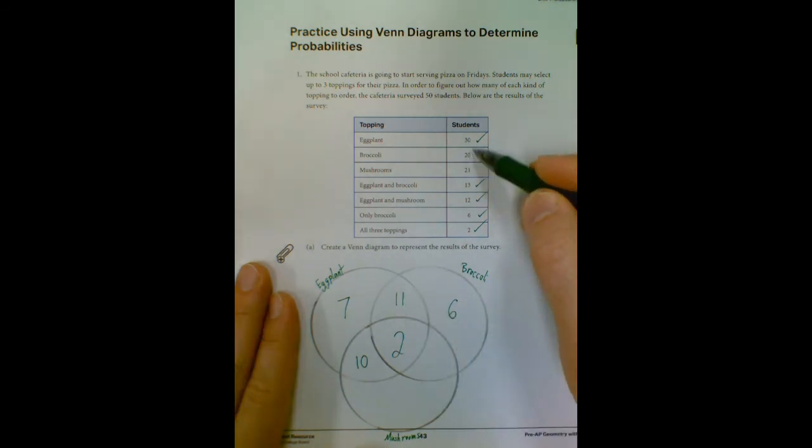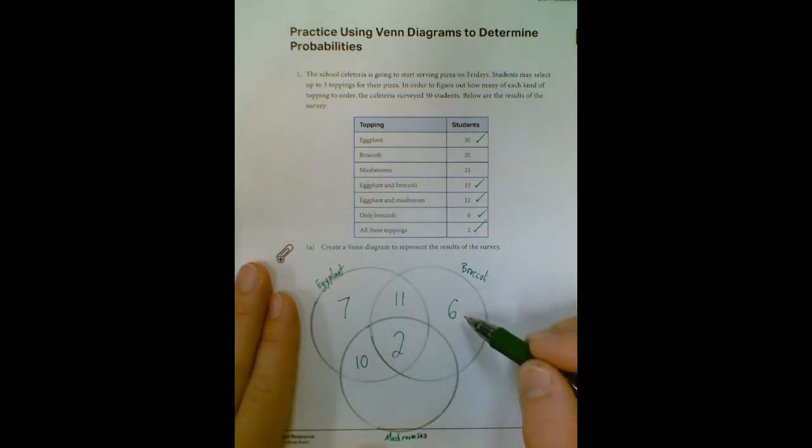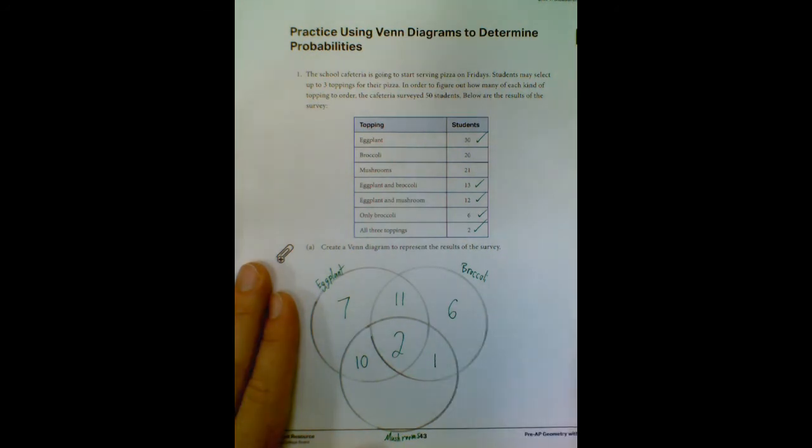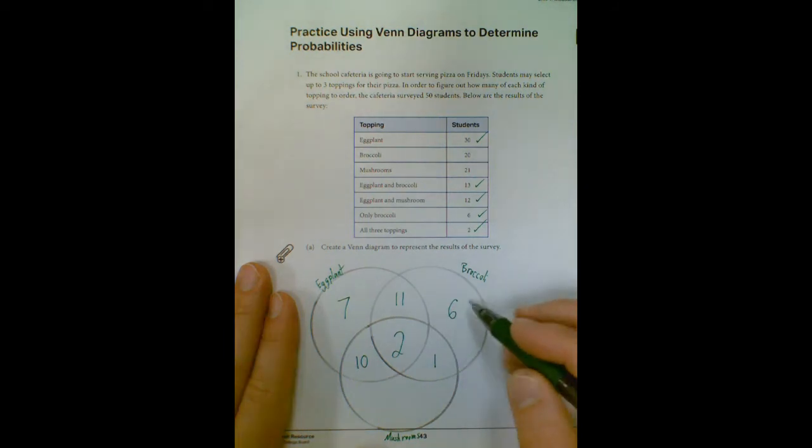If I need a total of 20, and I have 19 already taken care of, then there's only one sad little one down here, right? Okay, so one person would like a broccoli mushroom pizza, it looks like.